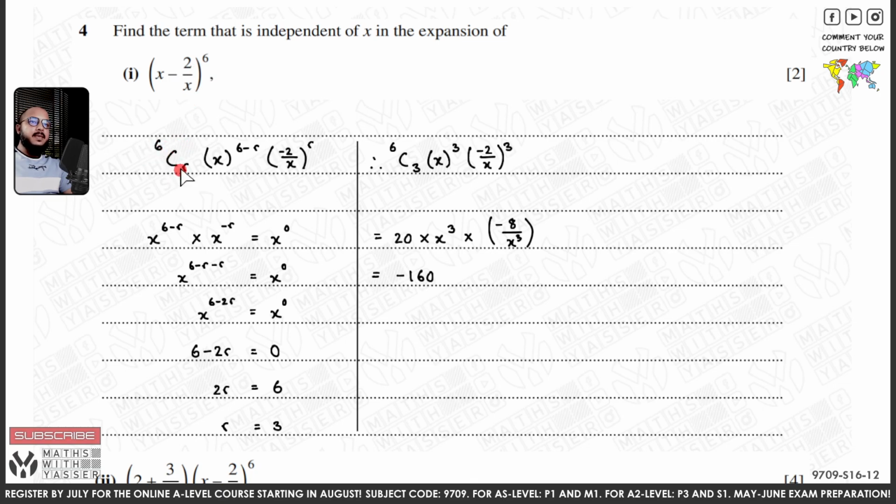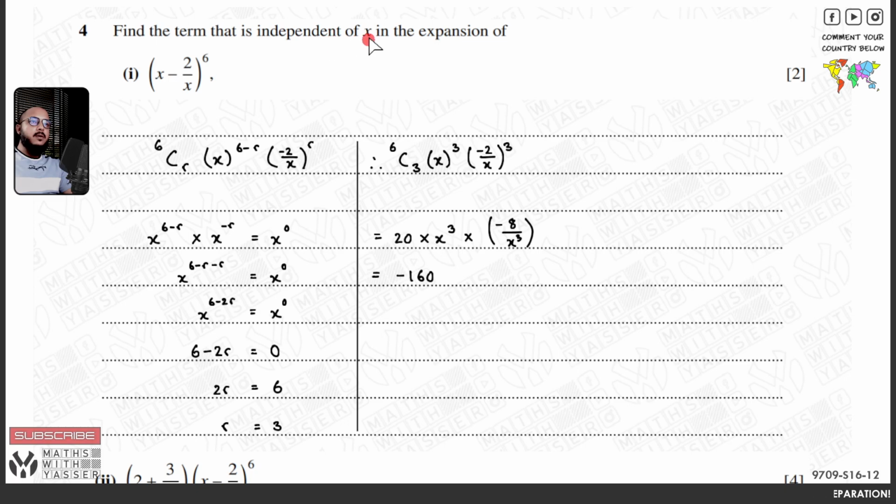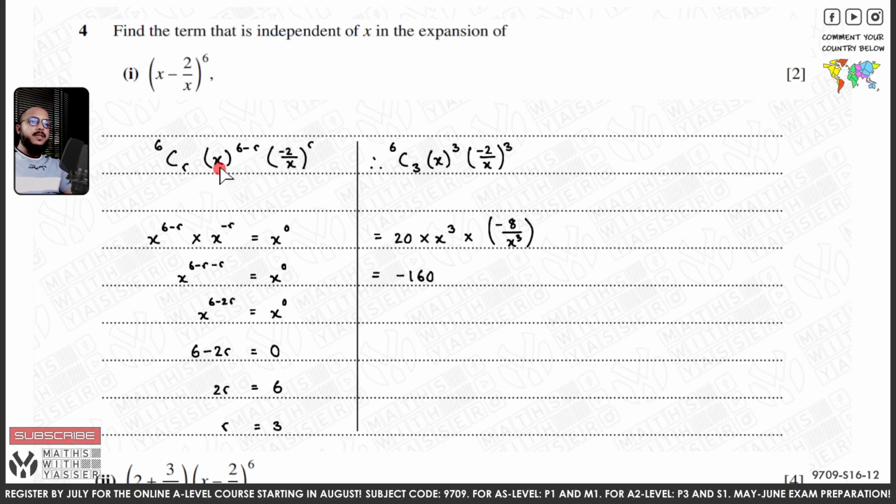So that will be 6Cr times x to the power 6 minus r times (negative 2 over x) to the power r. Now in order to find the value of r for which we will be getting the term independent of x, we need to isolate the x terms. So this will be x to the power 6 minus r. So I'm just isolating the x terms only. I'm not bothered about 6Cr or negative 2. So x to the power 6 minus r times x to the power, so this is in the denominator, so we can write it as x to the power negative r.